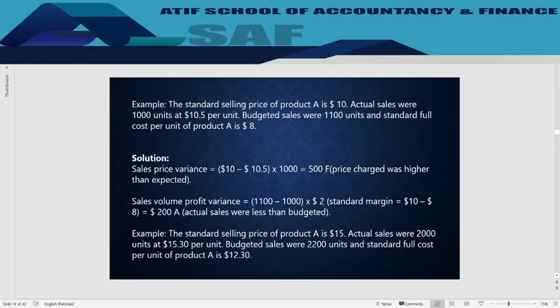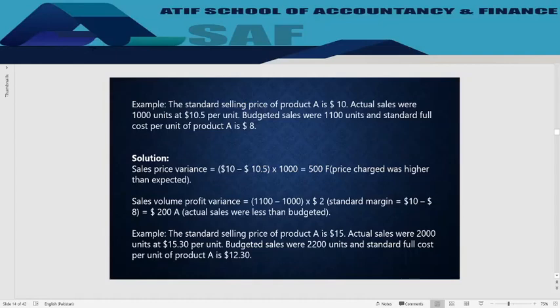For example, the standard selling price of a product is $10. Actual sales are 1000 units at the rate of $10.5 per unit. Budgeted sales are 1100 units and the standard full cost per unit of the product is $8. Here, to calculate the sales price variance, we have to identify the difference of actual and standard price. In this particular example, the standard price is $10 while the actual price at which the units are sold is $10.5. So because actual price is greater than the standard price, it gives a favorable variance.